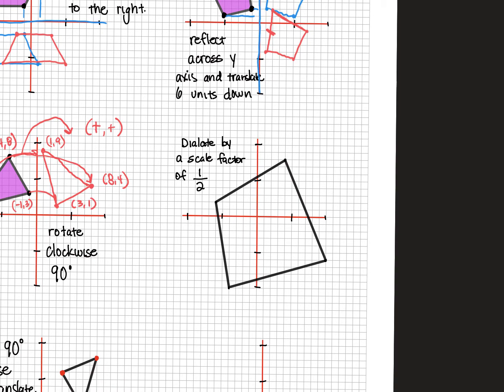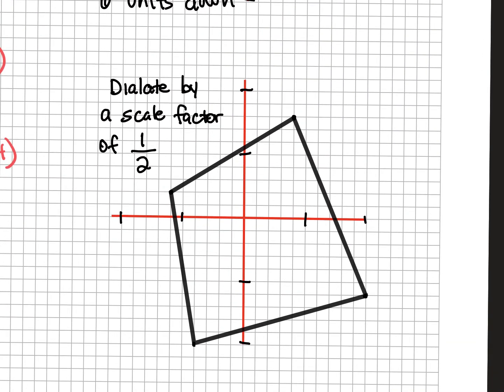Dilate by a scale factor of 1/2. Well, when we dilate, we do need to know where the points are. So this one's at 4, 8. This one's at 10, -6. This one's at -4, 10. And this one is at -6, 2.